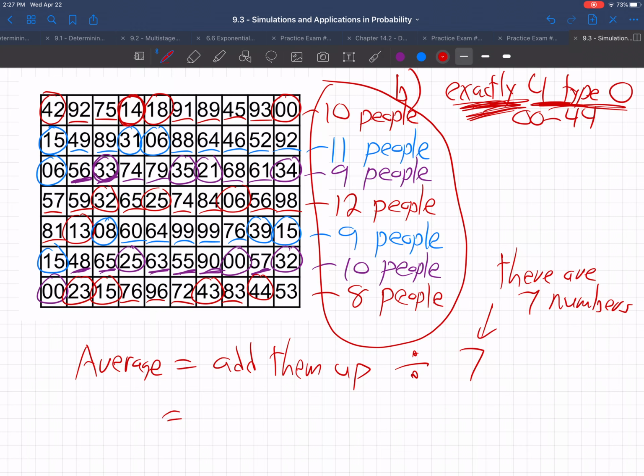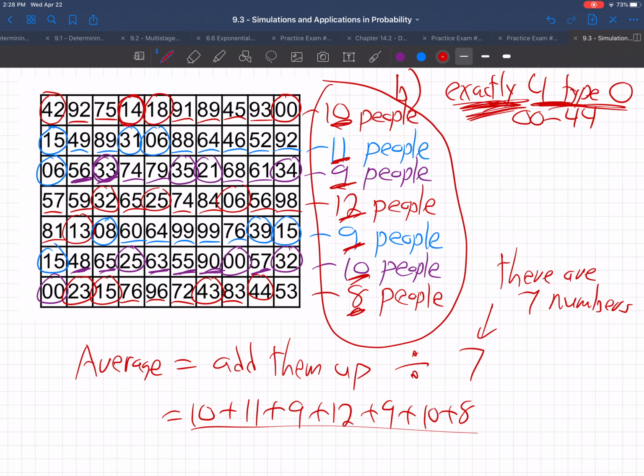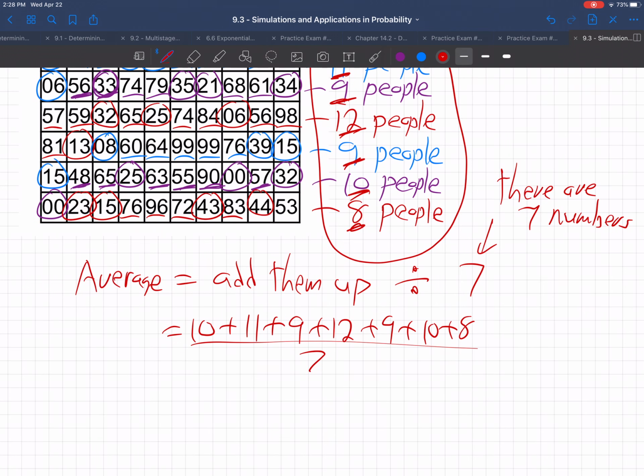So I'm going to add all these up. These numbers: 10, 11, 9, 12, 9, 10, 8, and then divide it all by 7. So I'll use my calculator. 69 divided by 7, and I'm getting 9.86, rounded to 2 places.